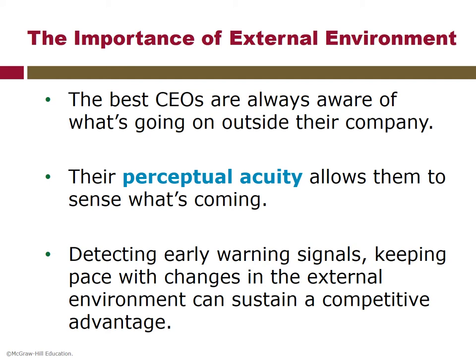According to Ramchara, a CEO must have the ability to sense what is coming before the fog clears. This skill is known as perceptual acuity. It allows the CEO to know early warning signals and be updated on what's happening outside the organization so that they could position courses of action, sustaining competitive advantage. Competitive advantage is the condition where a company is in a favorable business position.